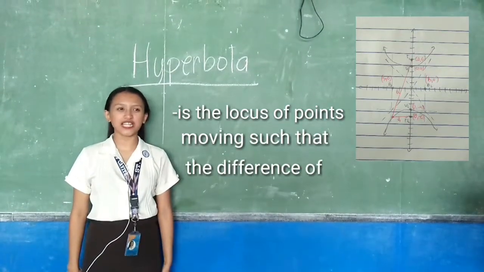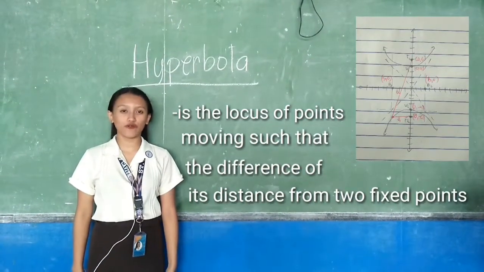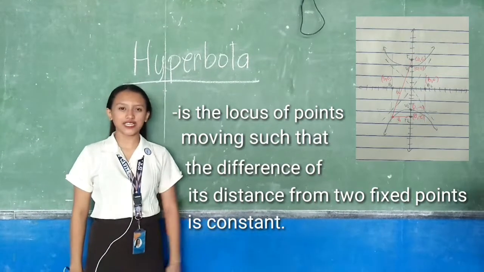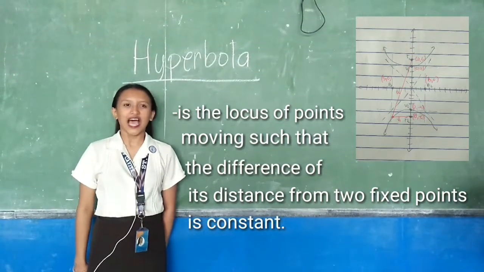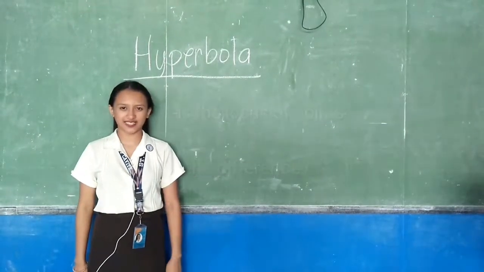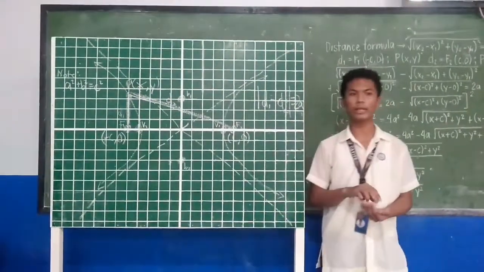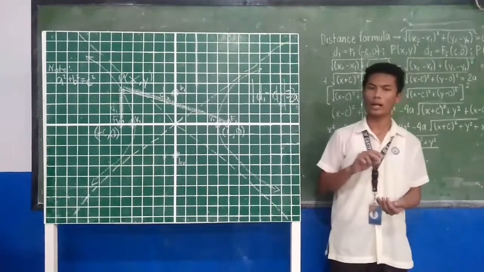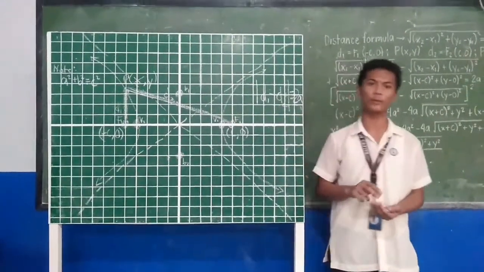A hyperbola is the set of points such that the difference of their distances from two fixed points is constant. The fixed points are called foci, and the constant distance is called the length of the transverse axis. Before we proceed to the examples of hyperbola, we will discuss the derivation of the formula.